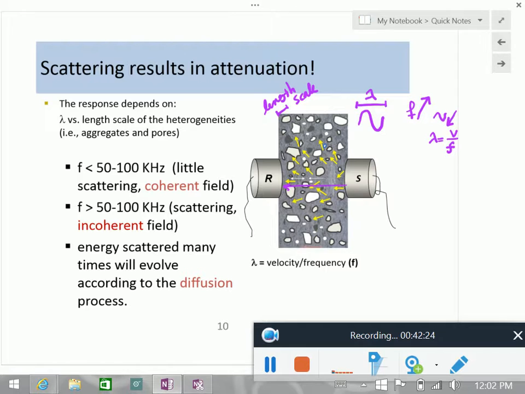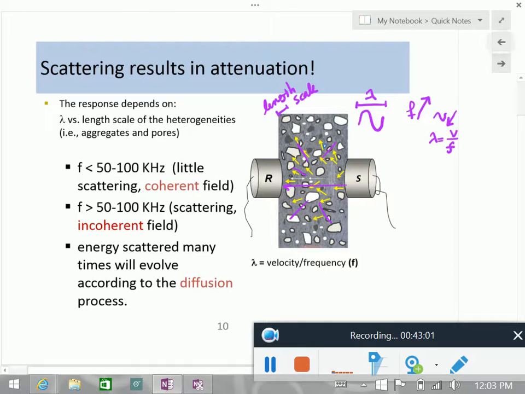Now, if you have something else in your medium, let's say cracks, this can also increase scattering and increase the attenuation. So it's not only because of the heterogeneity of the medium. When you have damage in the medium, it also contributes to scattering, and significantly. And because of that, if you see that you have a lot of attenuation, that's also another indication of damage.